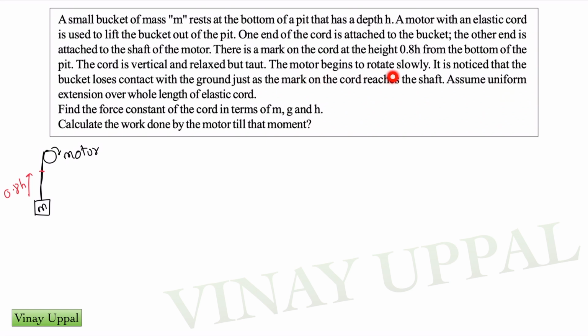So the motor begins to rotate slowly. It is noticed that the bucket loses contact with the ground just as the mark on the cord reaches the shaft. So when this mark reaches the shaft, it means it reaches this highest point, the block loses contact.